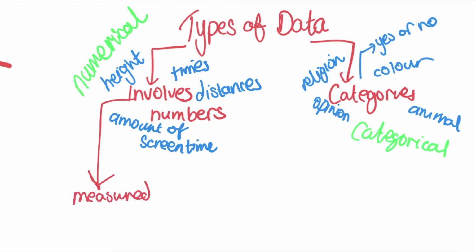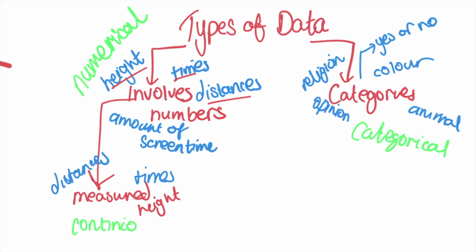So if we think of our things up above, things like height can be measured. Well, maybe I should write that in blue. Give me one moment. Height can be measured. Distances can be measured. Times can be measured. You can have 130.1 centimeters, 130.2 centimeters. If you can have decimals and it's something you can measure, this is a special type of numerical data called continuous numerical data. It's on a scale. You can measure it.